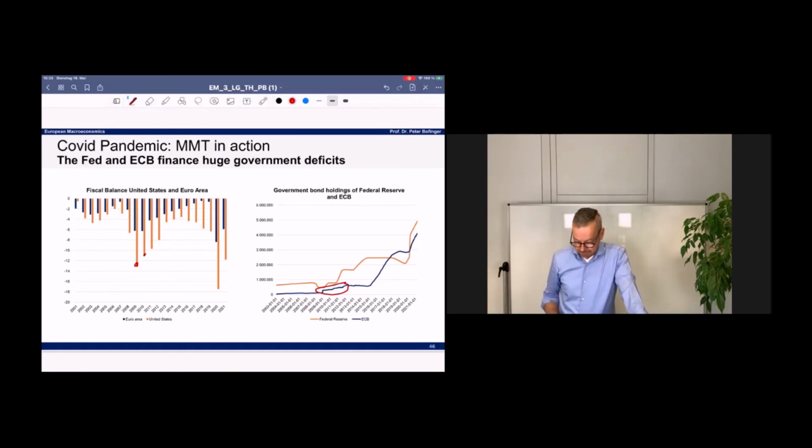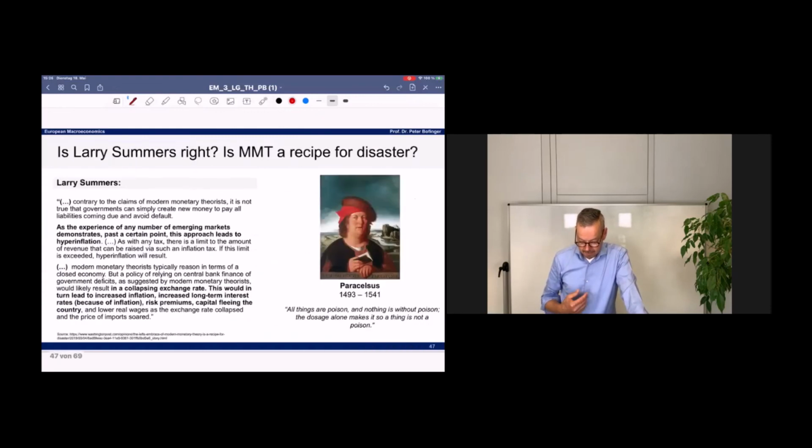Okay, so then let's come back to Larry Summers. So is he right? Is modern monetary theory a recipe for disaster? And maybe look at what he says. He says here, as the experience of any number of emerging markets demonstrates, past a certain point, this approach leads to hyperinflation.